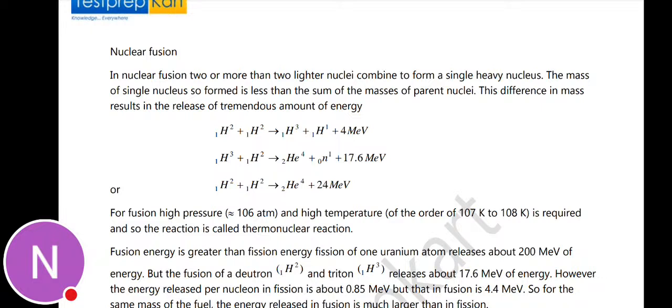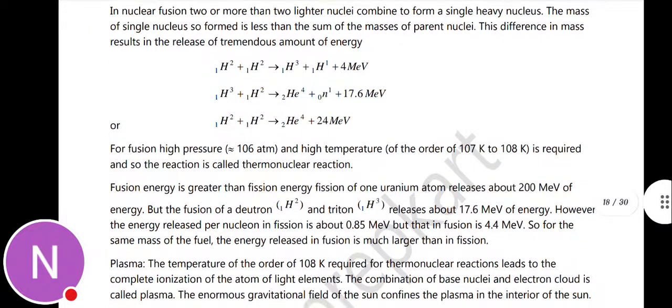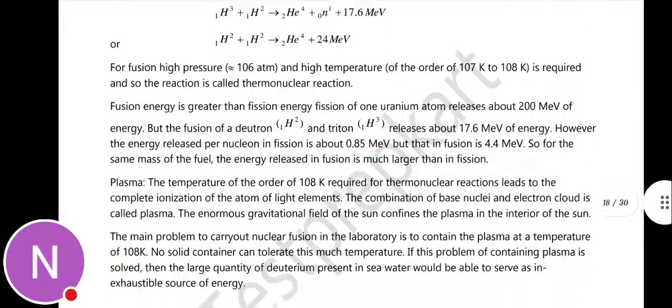The mass of the single nucleus formed will be less than the sum of the masses of the parent nuclei. So the mass of the parent nuclei is more when compared to the mass of the new nucleus. Here is the reaction they have given.